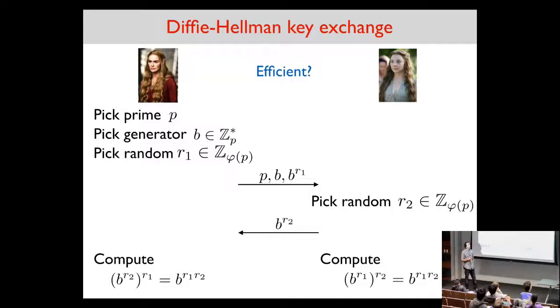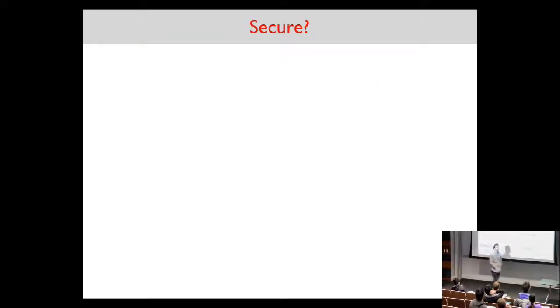One note that I'll make is the p and the b here don't have to be actually random. This is information that you're sharing with the world anyway, so there's no advantage of making these numbers random. There's a way to pick a prime p and a generator b efficiently, but the details I'm going to sweep under the rug.